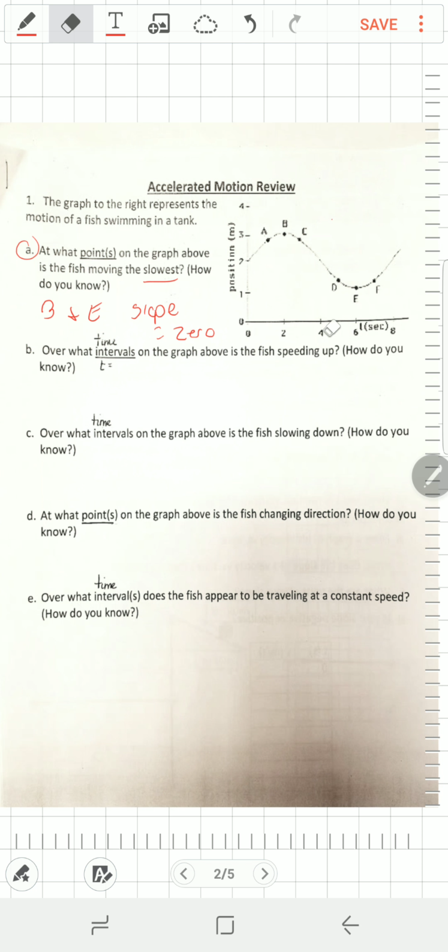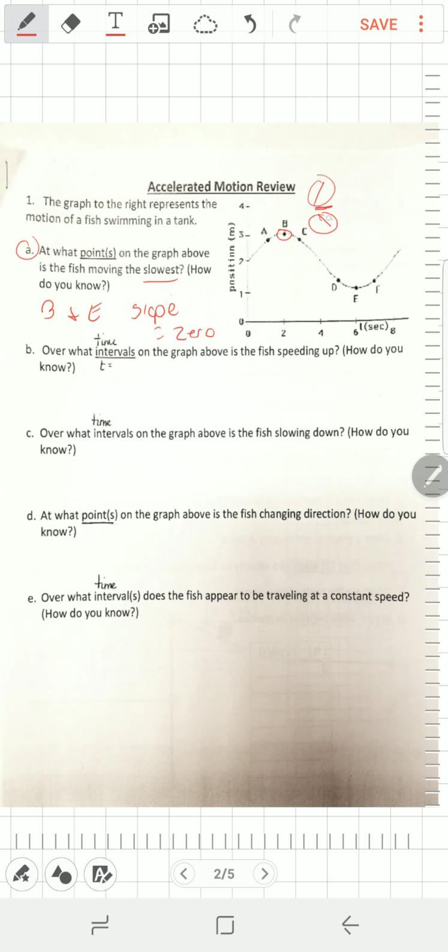So the first part is, when is the fish speeding up? The question is, when is my angle going from flat to sharp? I can go flat to sharp positive or flat to sharp negative. It doesn't matter as long as I'm getting from flat to sharp. A good way to look at it is anytime I go into my zero slope, that is slowing down. And anytime I'm leaving my zero slope, that is speeding up. So where am I leaving my zero slope?